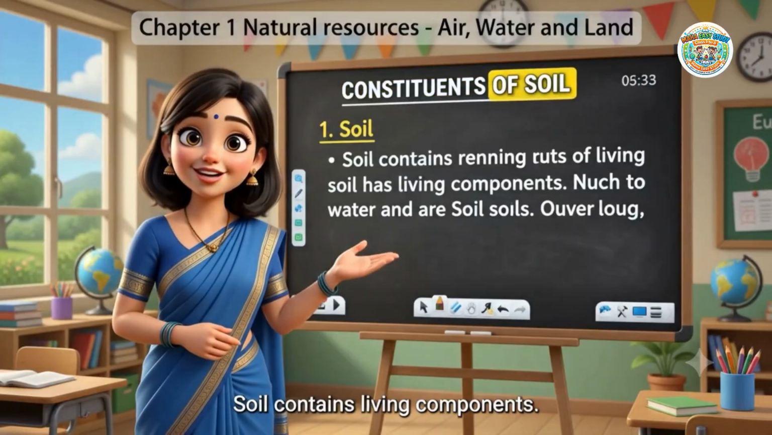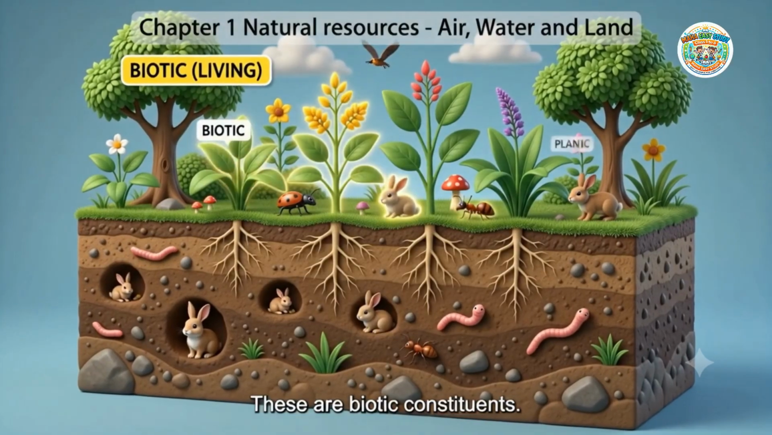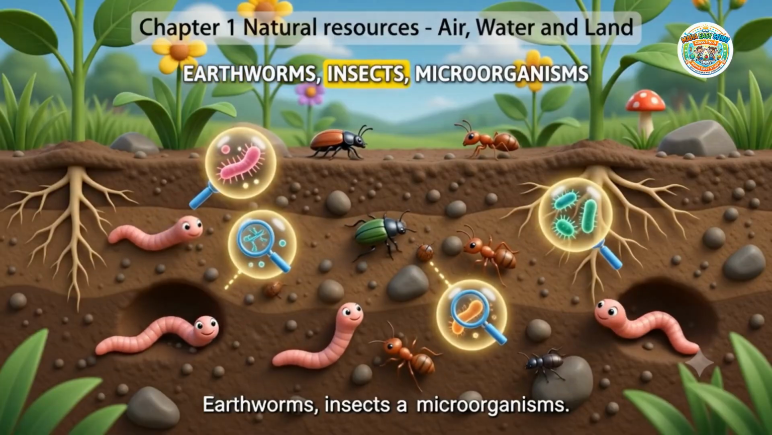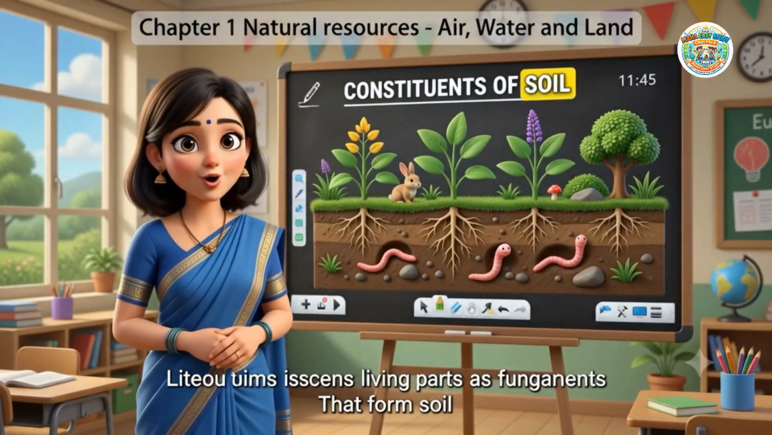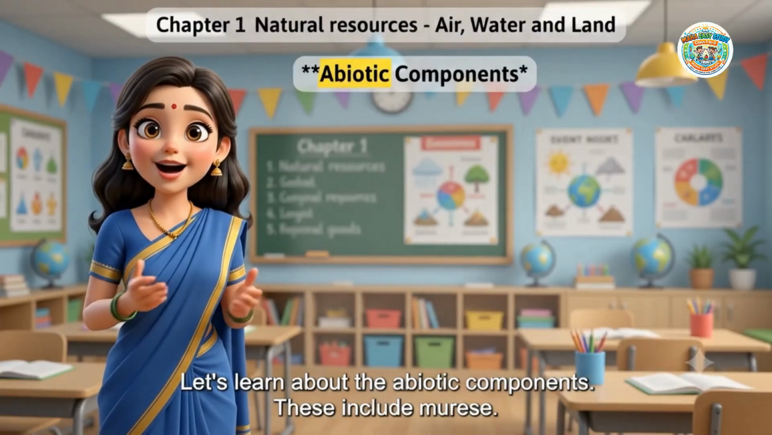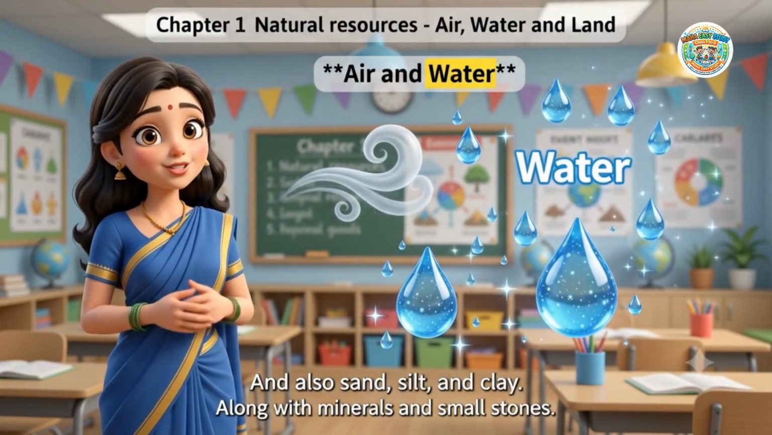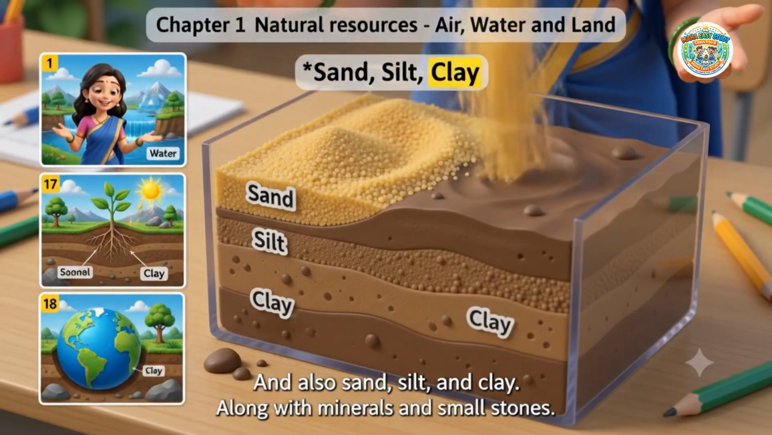Soil contains living components. These are biotic constituents, like plants and animals, earthworms, insects, and microorganisms that form soil. Let's learn about the abiotic components. These include air and water, and also sand, silt, and clay.